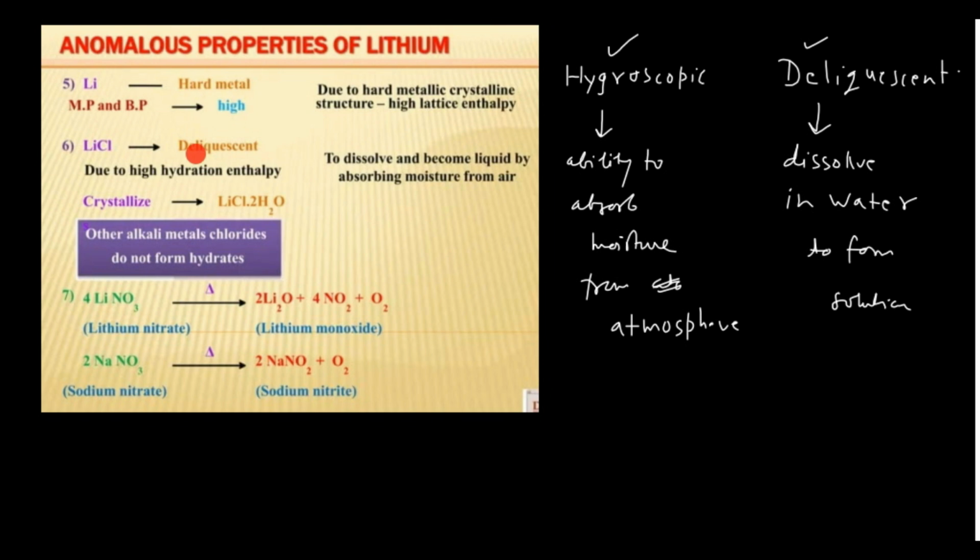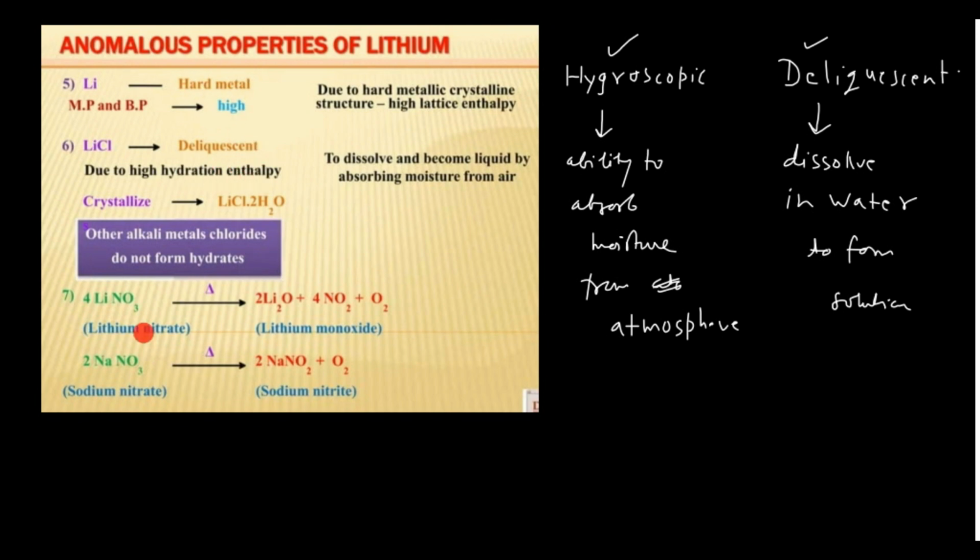So this LiCl is deliquescent in nature. That means it will absorb the moisture and get completely dissolved and form a solution. While sodium chloride, NaCl, is hygroscopic. It will absorb the moisture, but it will never form a solution. And why does this happen? Due to the very high hydration enthalpy.